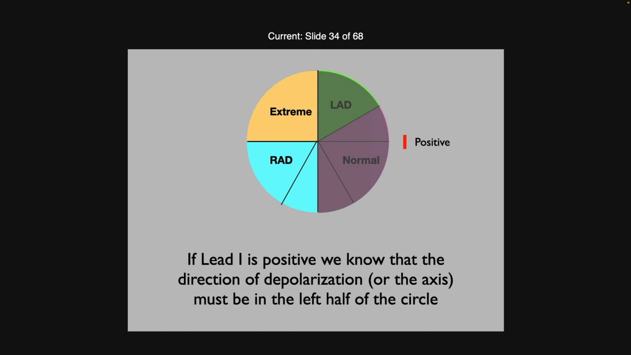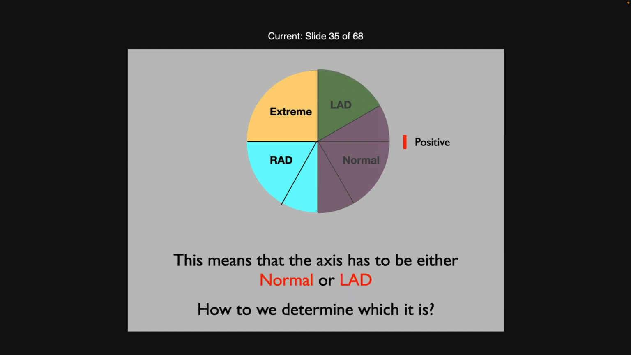Yeah, so it's either normal. This means that the axis is somewhere in this left half. And the left half consists of normal axis and left axis deviation. Okay, if you don't understand this, there's no point in continuing, because we're just going to keep building on this. Okay? So, how do we determine whether it's left axis or normal?